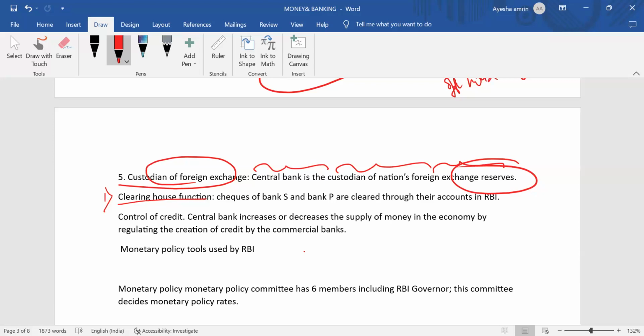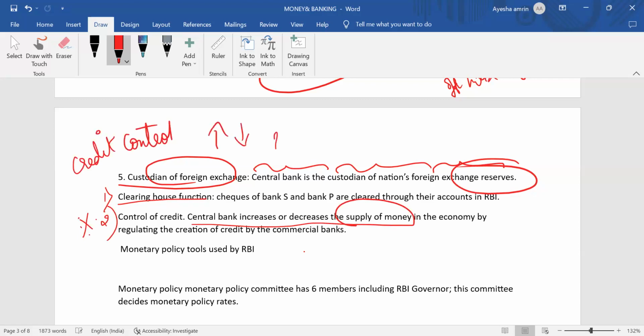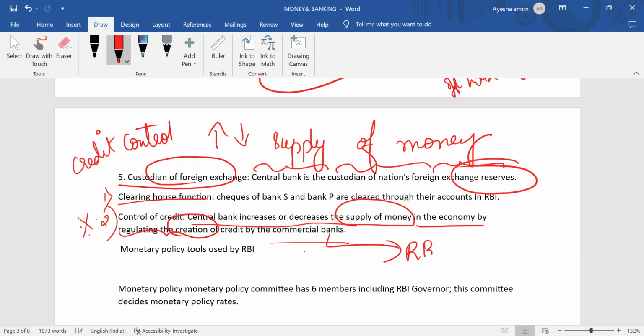And next, it has control of credit. Yes, the central bank increases or decreases the supply of money. Very important function: credit control. It controls the credit, any increase or decrease in the supply of money in the economy, by regulating the creation of credit by the commercial banks. And in turn, commercial banks come under the RBI.